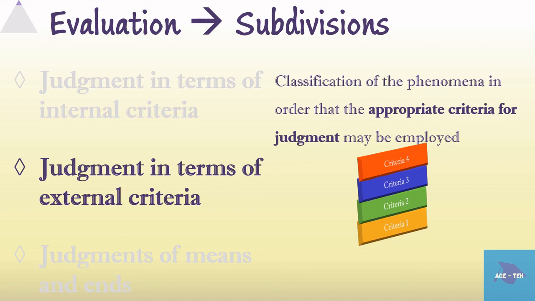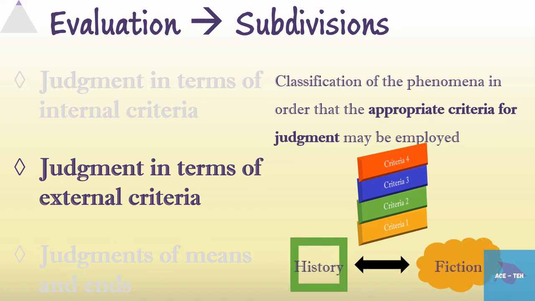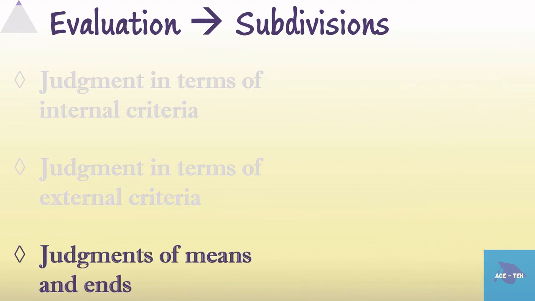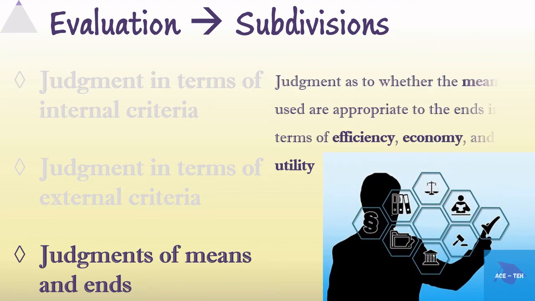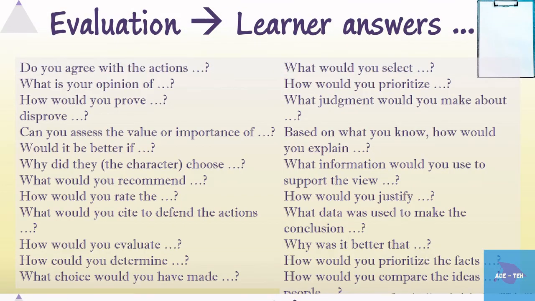Thus, a work of history is to be judged by criteria relevant to historical works rather than to works of fiction. Classification of a work with regard to the ends to be achieved by the work, followed by a judgment as to whether the means used are appropriate to the ends in terms of efficiency, economy, and utility. This judgment classifies a work with regard to the ends that are to be achieved. It judges whether the means used to reach the end were appropriate. Now here is a list of questions that are inherent in the evaluation level.